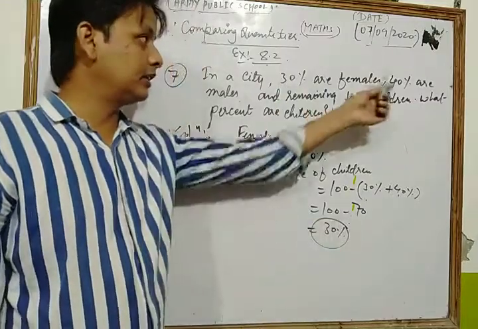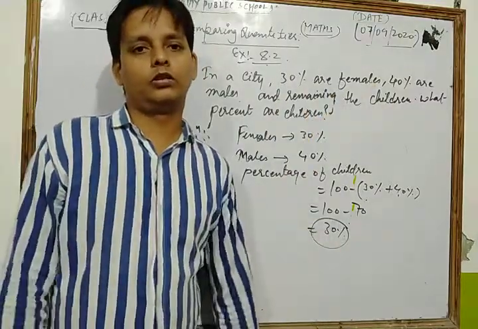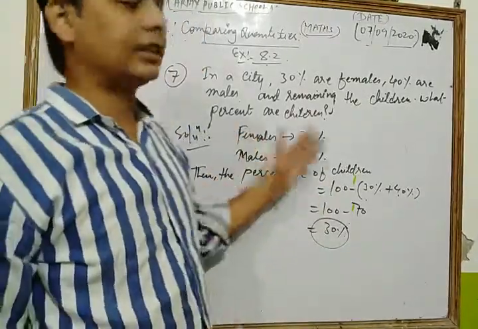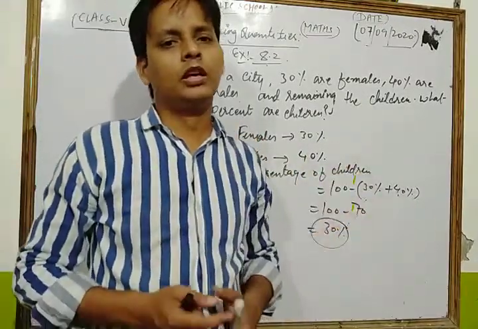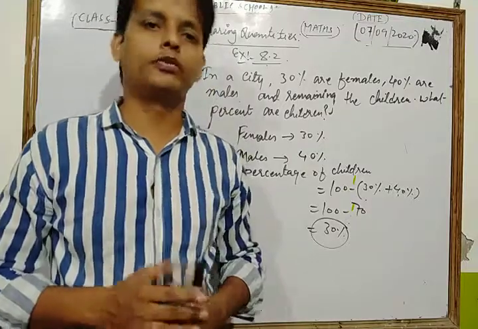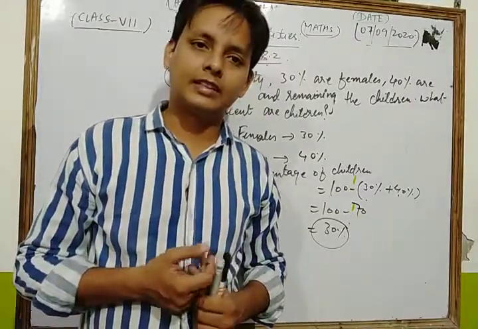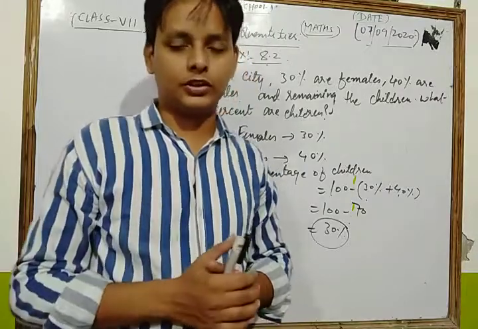Now let's add 30 and 40, that is 70, from 100. Now clear? So dear student, in this way you can solve that type of question. This is a very easy question, so you can solve each and every question of your NCERT exercise based on that. Now we take one more question of that exercise, then we discuss the next topic of that chapter.